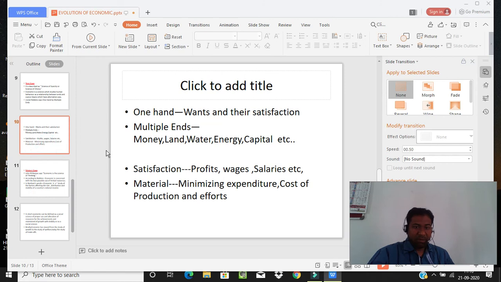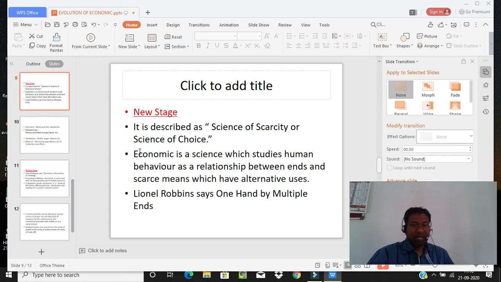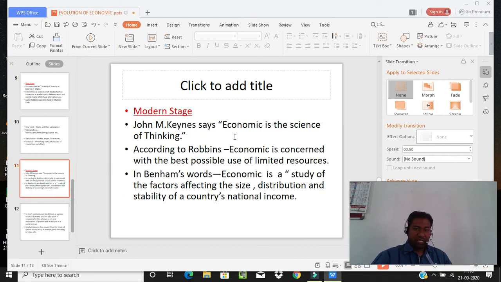Now, coming to another thing, that is nothing but the new stage. As we are saying, this new stage was described by Lionel Robbins as the science of scarcity or science of choice. Coming to the modern stage, here he says that economics is the science of thinking. Now, how is it? As I was saying, an idea, it costs.